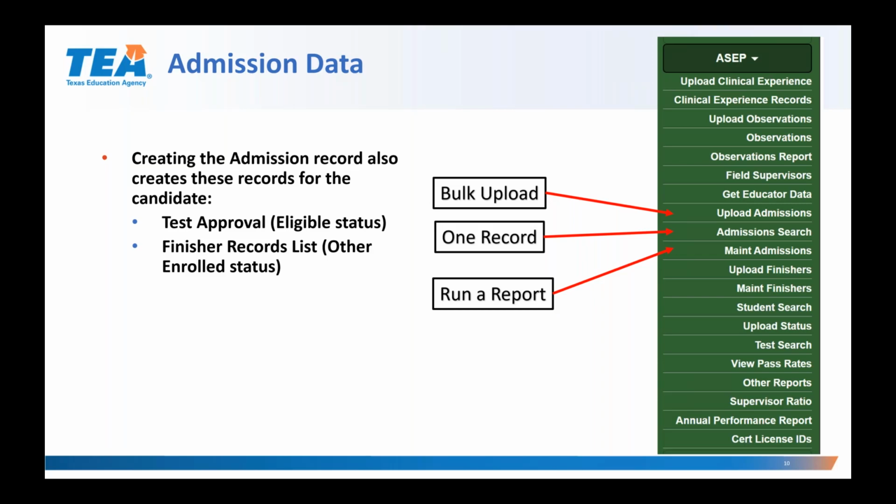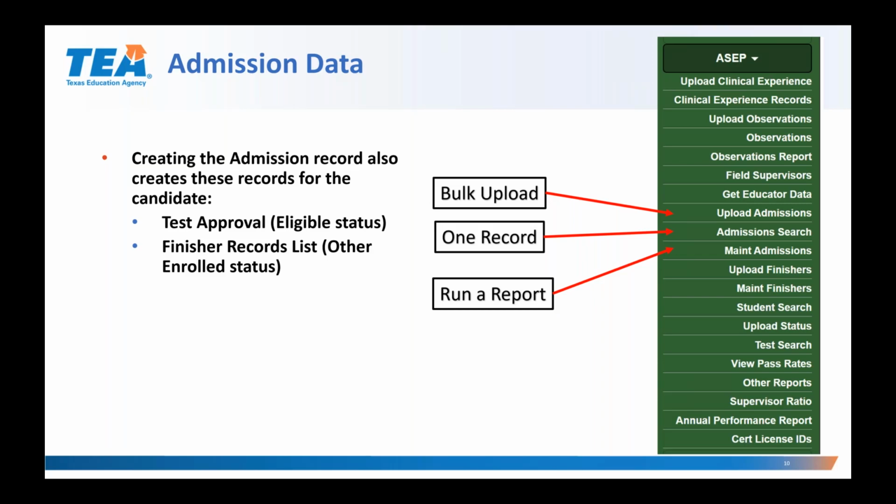Note that your admission records may be edited using either Admission Search or Maintain Admissions, and you can run a report of all admission records for a given year using the Maintain Admissions link. The reports can be sorted and exported. Here is an example of how this is useful.